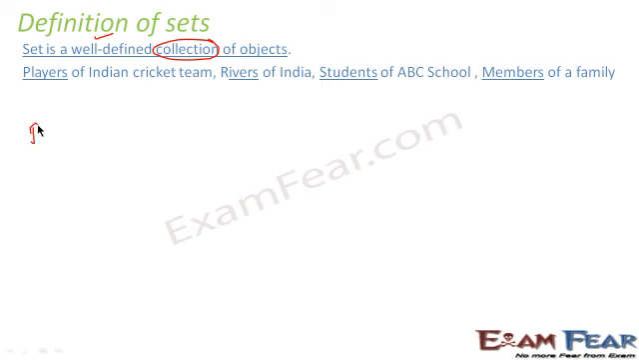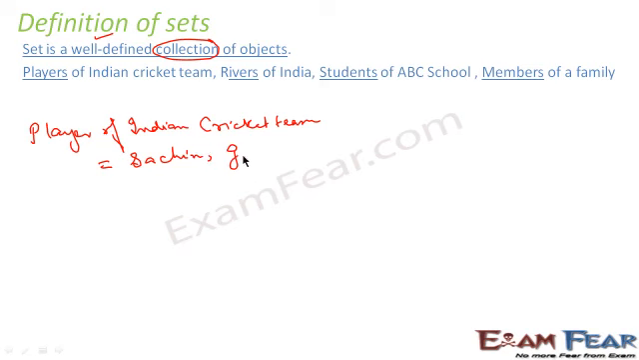Let's suppose I'll say players of Indian cricket team. So this is one set, and this can include members such as Sachin, Ganguly, Dhoni, Sehwag, etc. Plus you can have more people, but this is one set of objects. This is players of Indian cricket team.